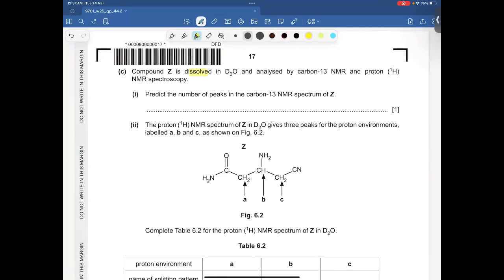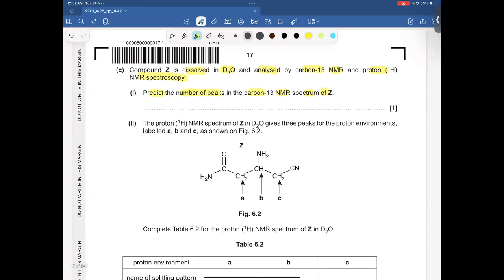Compound Z is dissolved in D2O and analyzed by carbon-13 NMR and proton NMR spectroscopy. Predict the number of peaks in the carbon-13 NMR spectrum of Z. Here is Z. Okay, this one is Z.